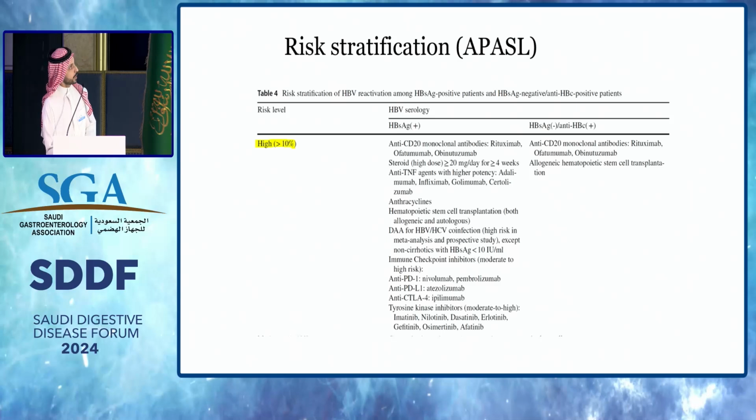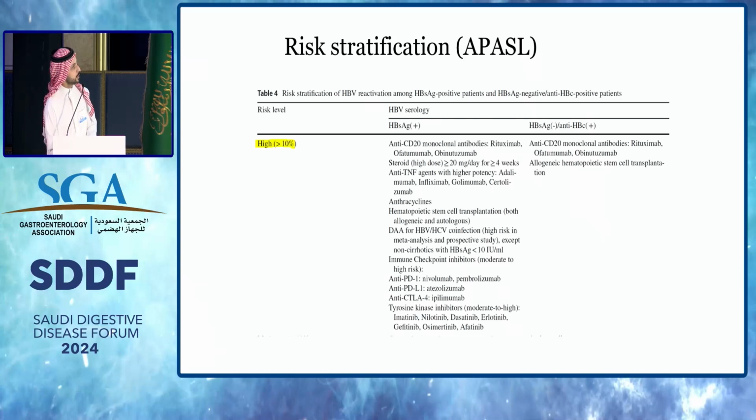So this is really a nice summary by the EASL guidelines, that's in 2021, where they basically divided it into groups of risk. So starting with the high risk group, if you're on the right side of the table, if you're surface antigen negative, that only includes really CD20 patients as well as allogeneic hematopoietic stem cell transplant. On the other side, if you're surface antigen positive, obviously it's a much bigger group of medications.